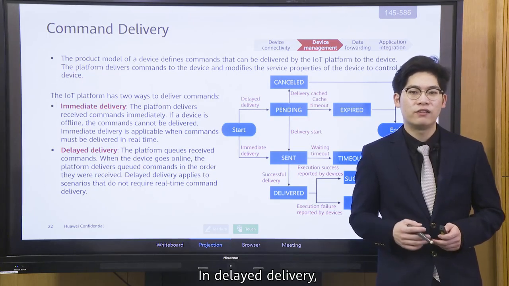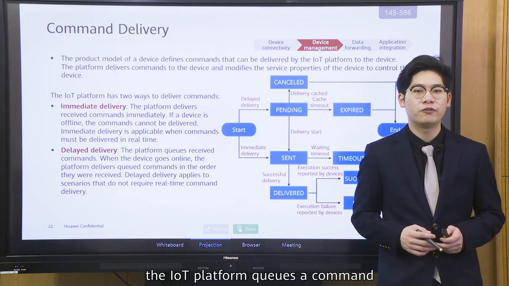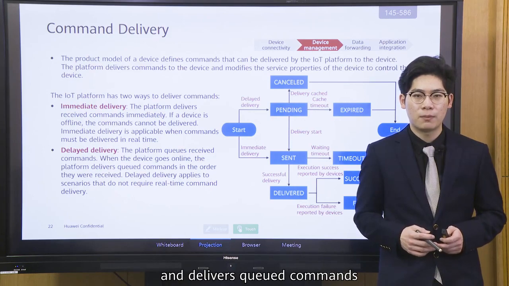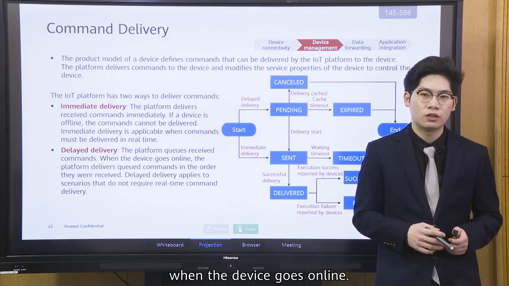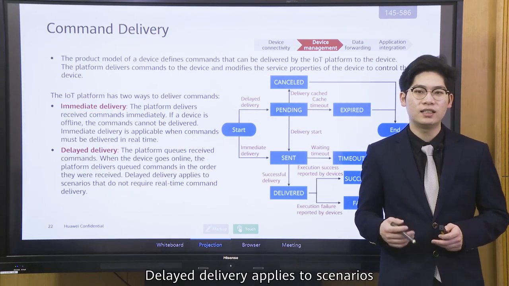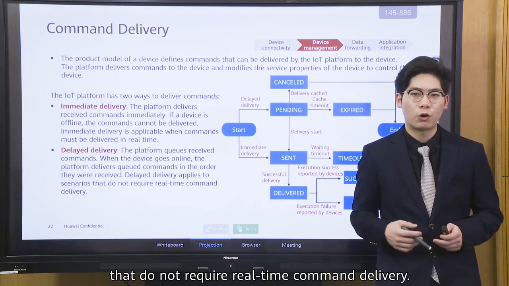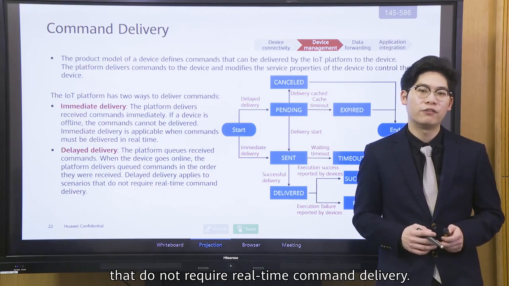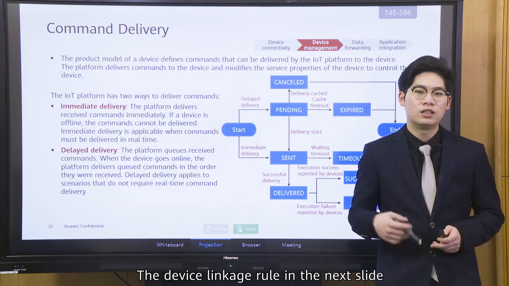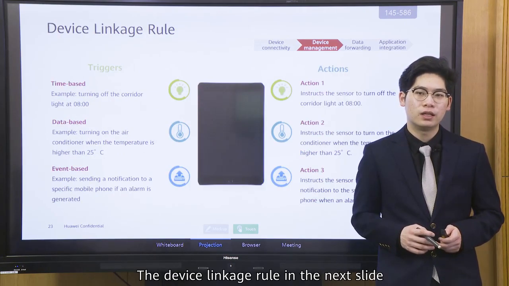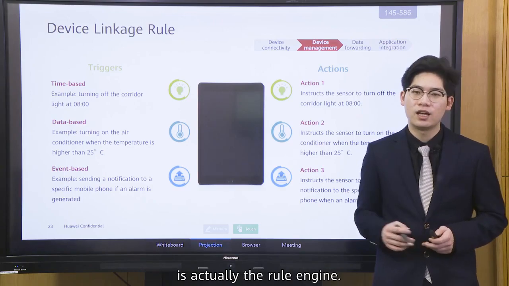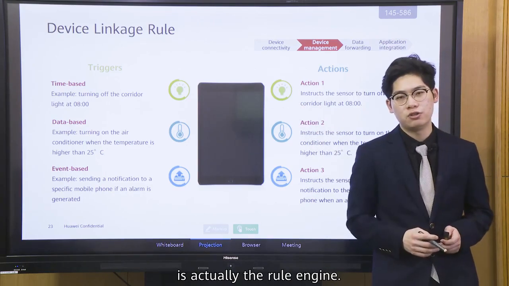In delayed delivery, the IoT platform queues a command and delivers queued commands when the device goes online. Delayed delivery applies to scenarios that do not require real-time command delivery. The device linkage rule in the next slide is actually the rule engine.